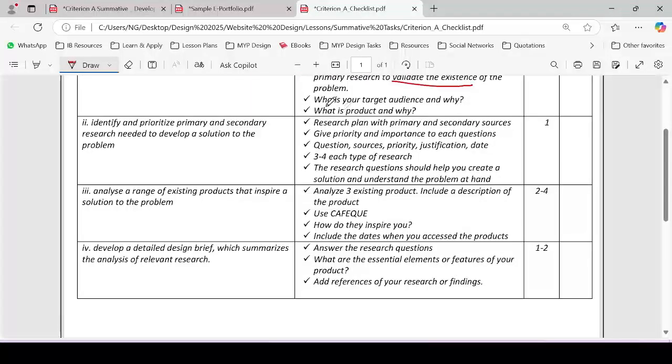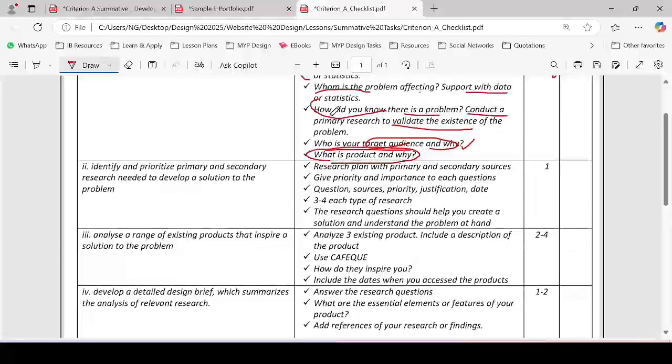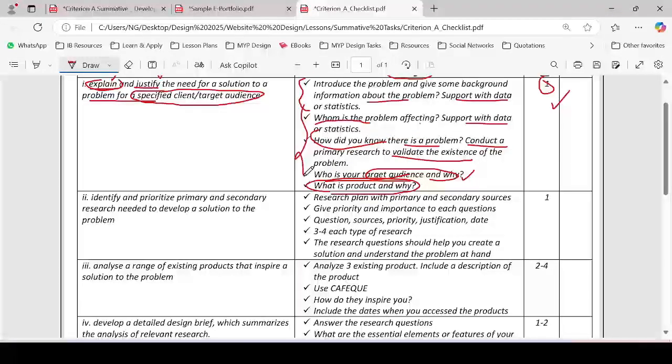Then who is your target audience? Having identified your client, the client must tell you the target audience of his or her product. So this will be your target audience and why. So you are supporting it. What is the product and why? All this is still under explanation.